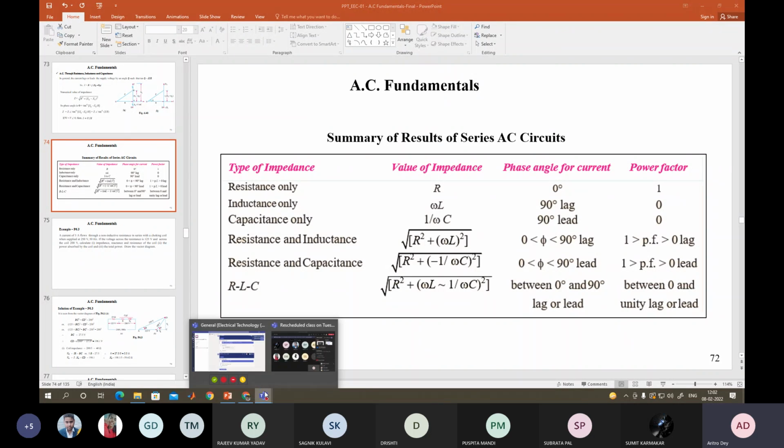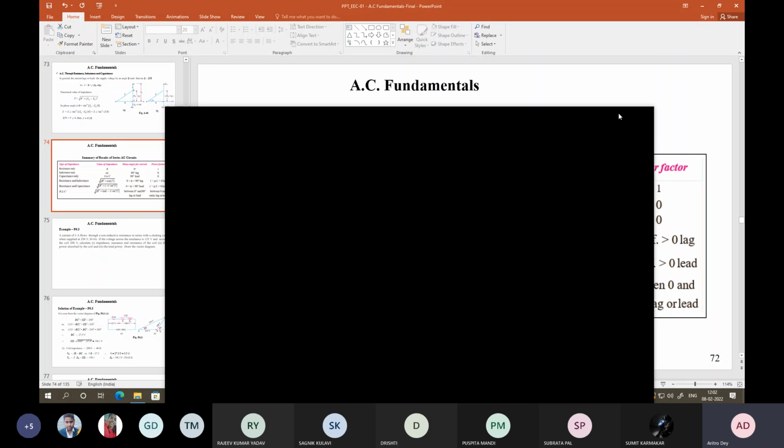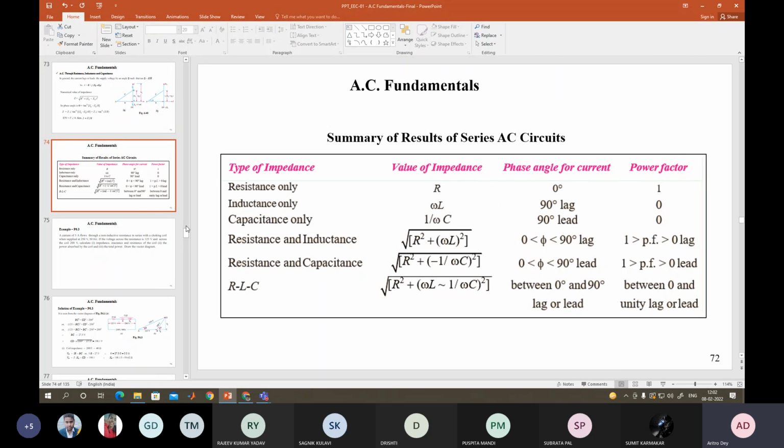Are you able to see the screen? Are you able to see my screen?